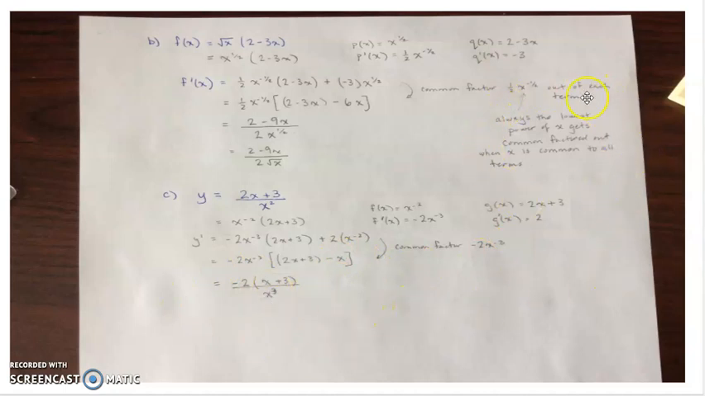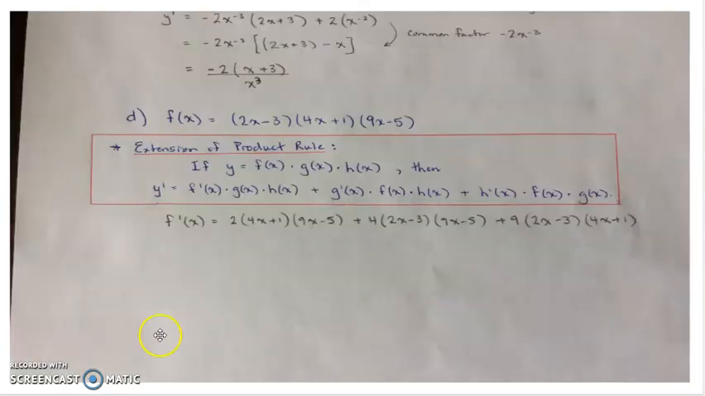I've also made a note on the previous example about always the lowest power of x gets common factored out when x is common to all terms. Okay, so the lowest power of x gets common factored out. All right, my last example, a little bit more complicated here.